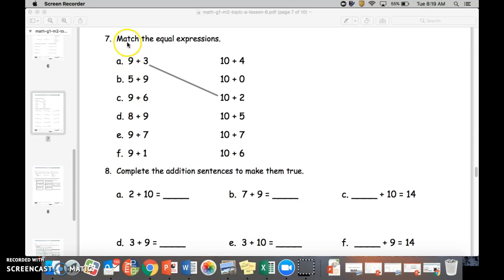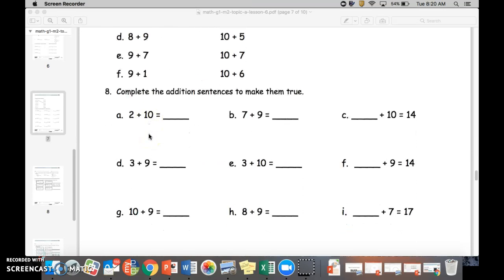For number 7, it says match the equal expressions. So you have to figure out, if I have 9 plus 3 and I want to turn it into a 10 fact, that means I'm going to have to break my 3 and give it 1. So I have 10 and 2 left over, which matches here. So if you need to make number bonds or rewrite the number sentences to solve, then you need to do that. So these are all your 10 plus facts. So which of these match? You're going to have 1 for each. Solve them to see. Write your number bond of these numbers.